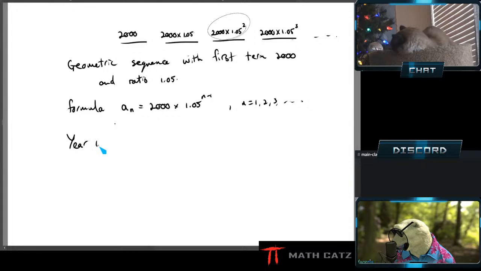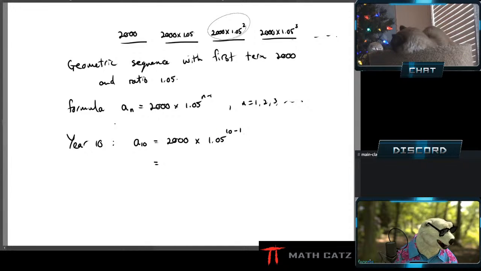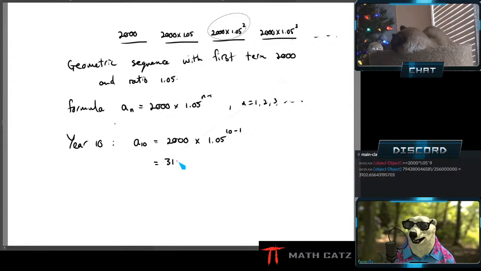So I can immediately use that to jump to year 10, which would be 2000 times 1.05 to the 10 minus 1. Let's see what MathBot says. 2000 times 1.05 to the power of, I'll just say 9. MathBot says 3102.66, we can round it.